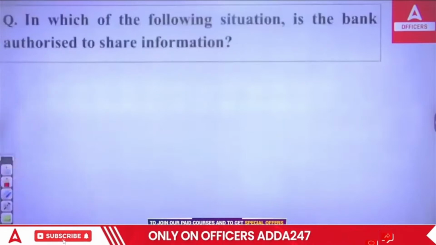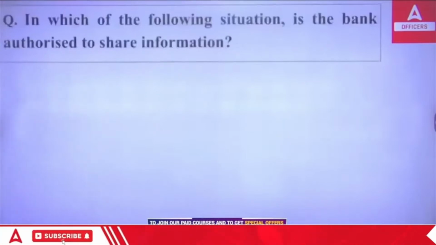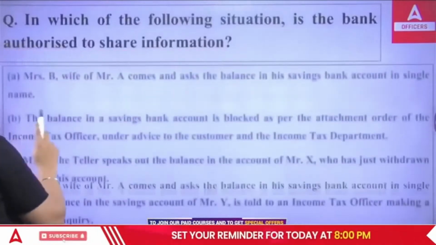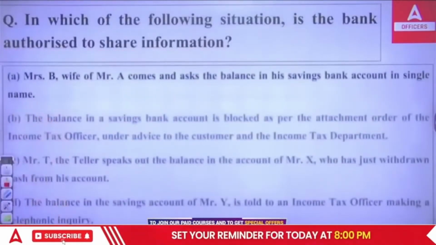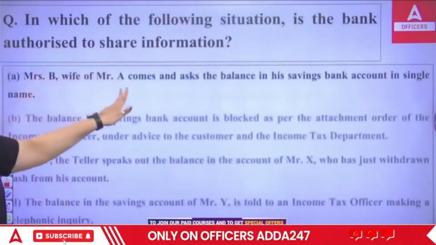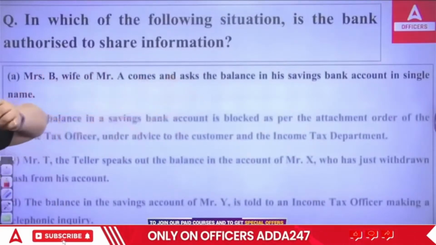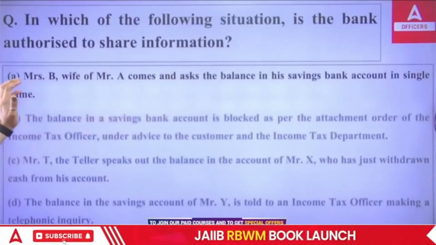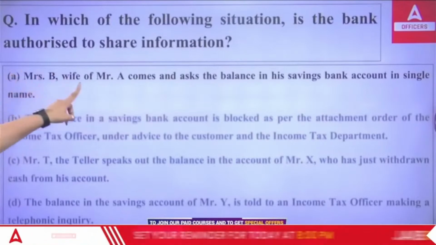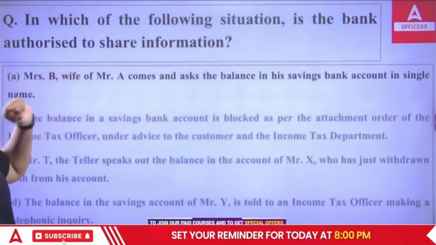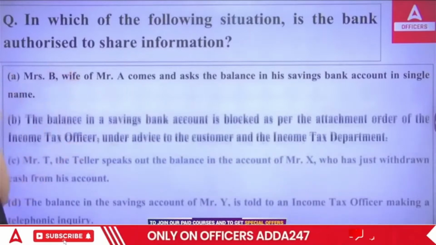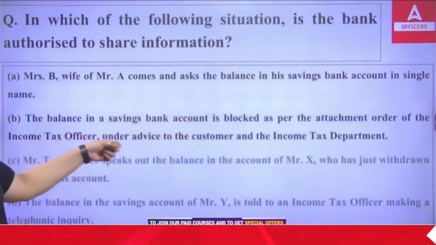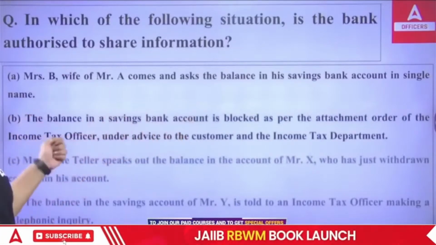Now, in which of the following situations is the bank authorized to share information? In which situation is the bank authorized to share the information? First, Mrs. B, wife of Mr. A, comes and asks the balance in his savings account in a single name. So the account is in the name of Mr. A, but his wife came to the bank and is asking for the amount. Second, the balance in a savings bank account is blocked as per the attachment order of the income tax officer under advice of the income tax department.